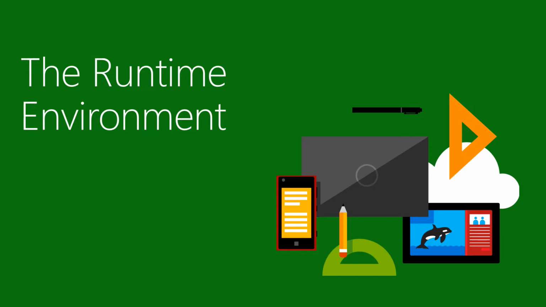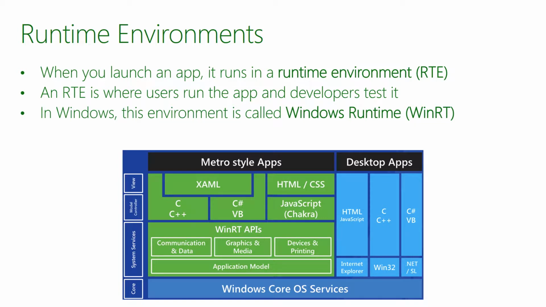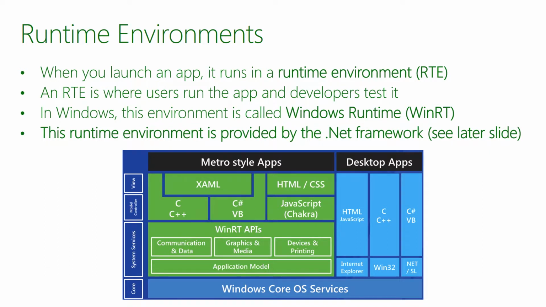Let's have a look at the runtime environment. When you launch an app, it runs inside a runtime environment, or RTE. An RTE is where the users are running the app, and it's also where the developers can test it. In Windows, this environment is called the Windows Runtime, or Windows RT. That runtime environment is provided by the .NET framework. On your screen you can see an image of WinRT, the Windows runtime environment. We can see that it works with C, C#, C++, Visual Basic, XAML, which is the Microsoft version of XML, as well as HTML, CSS, and JavaScript.